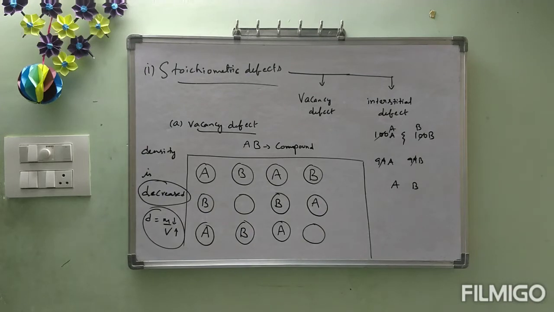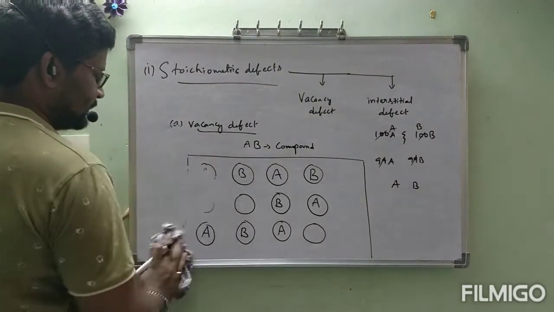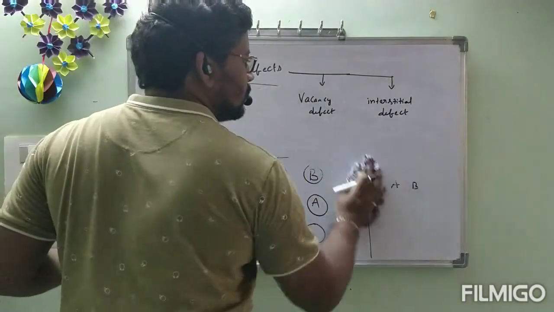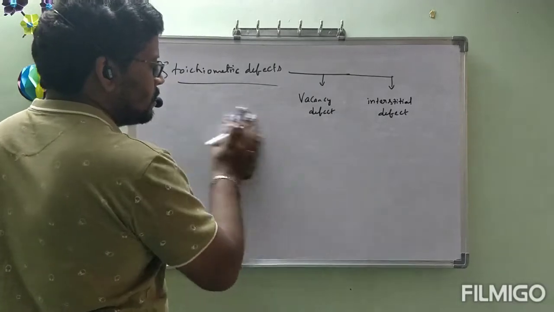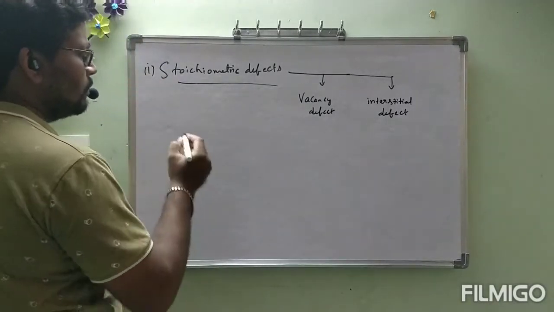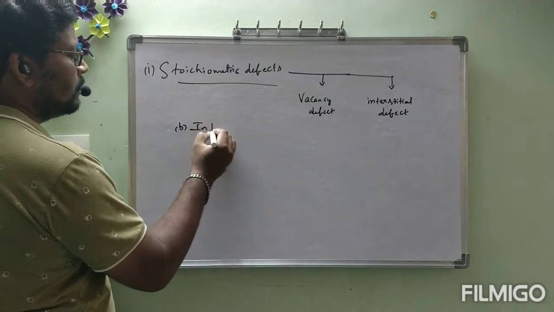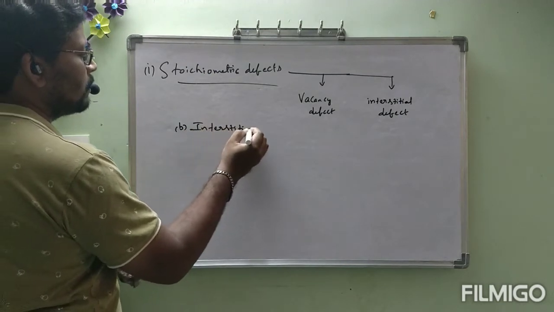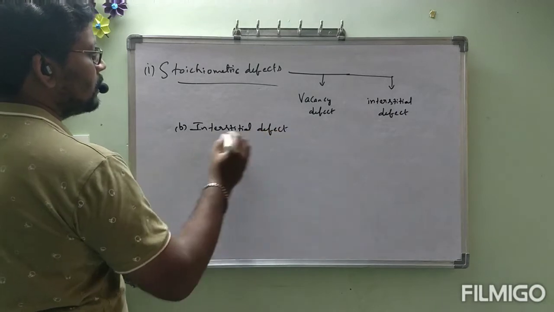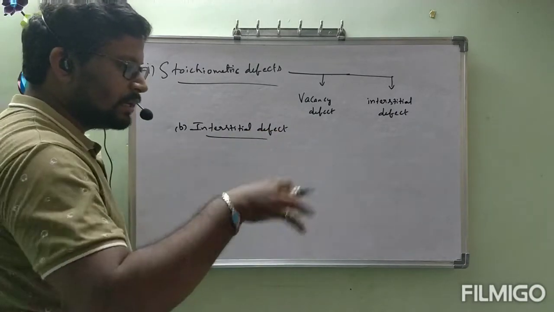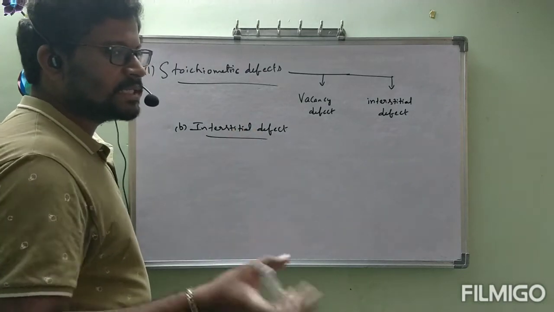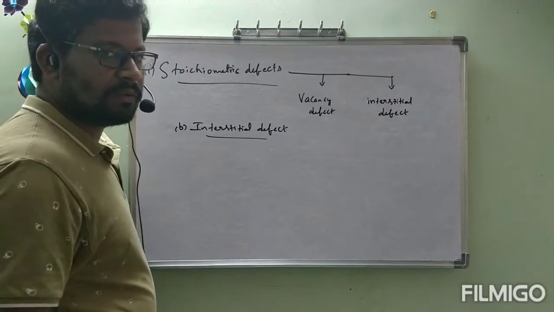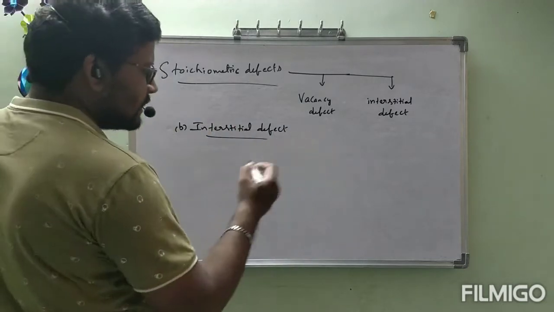Next, we will go for interstitial defect. Interstitial means in between the lattice points some gaps are present. Those are interstitial gaps. Interstitial means in between. Now let us see an example. Same AB compound.